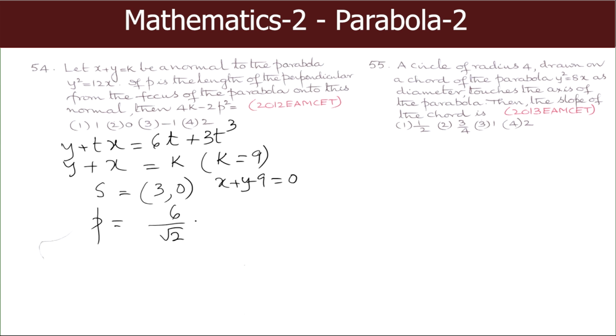So, p square is 18, and 2p square is 36. 4k is also 36 because k is equal to 9. So, what is the difference? 4k minus 2p square is 0. Simple question.